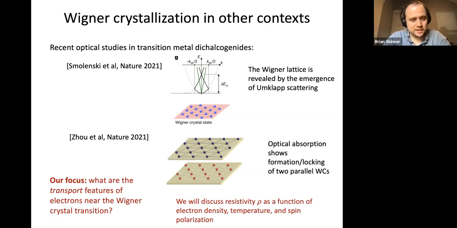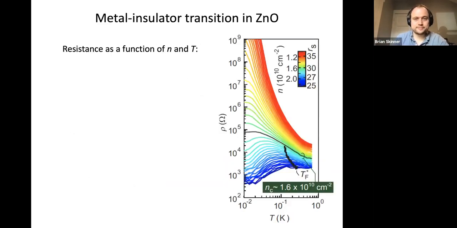I want to talk about the resistivity, the resistance, of a two-dimensional electron system near the Wigner crystal transition. In particular, I'm going to talk about what happens in zinc oxide near that apparent transition in terms of the resistance as a function of three parameters: the electron density, the temperature, and the degree of spin polarization, which we can tune separately with an in-plane magnetic field.